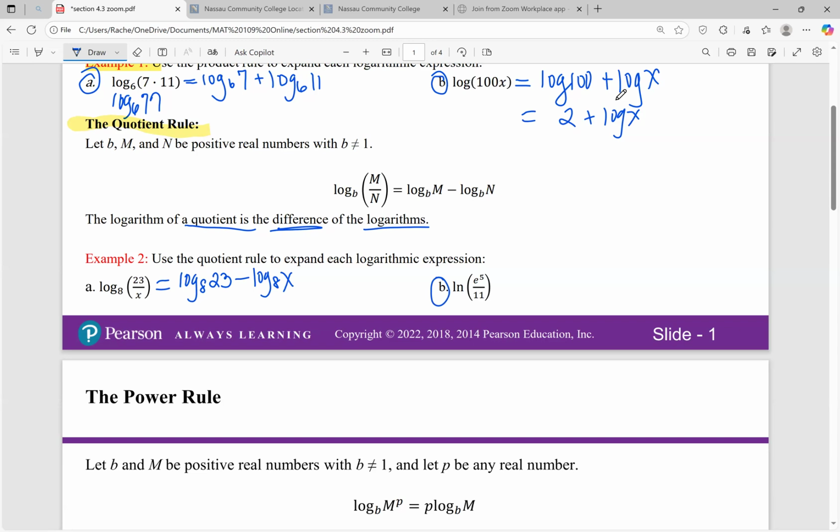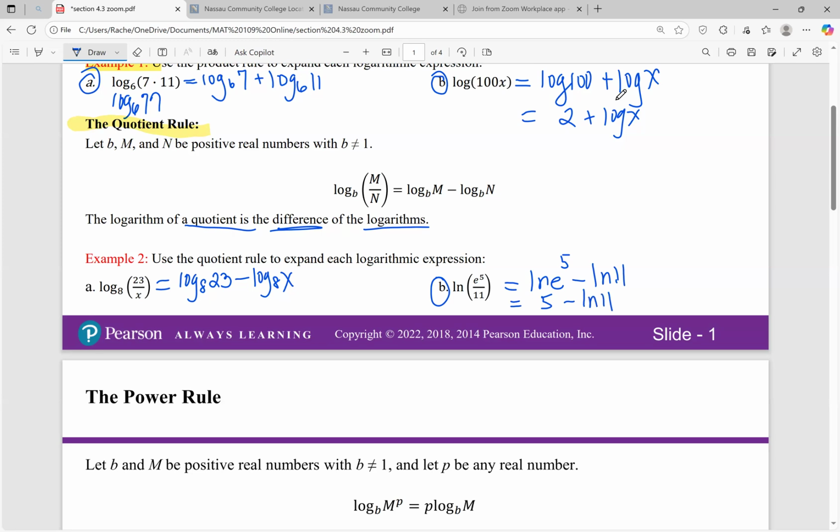So we have the natural log, and the same holds true for natural logs, whether it's log or ln. So the natural log of e to the 5th divided by 11, so that's the log of a quotient, right? So this is going to be the natural log of e to the 5th minus the natural log of 11. I could simplify this further. The natural log of e to the 5th is 5. So this is going to be 5 minus the natural log of 11.